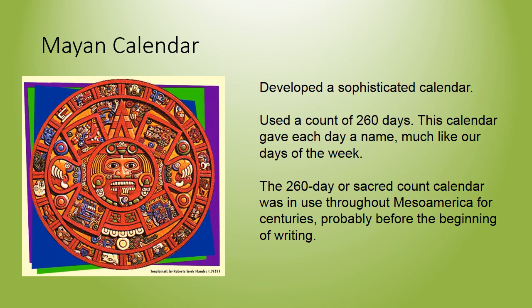But they did have a sophisticated type of calendar that had, for their year, 260 days. And each day of the week had a name associated with an animal. Typically, like we have a name for each day of the week. And this would have been the basis, or basically the standard calendar used in Mesoamerica for hundreds of years.